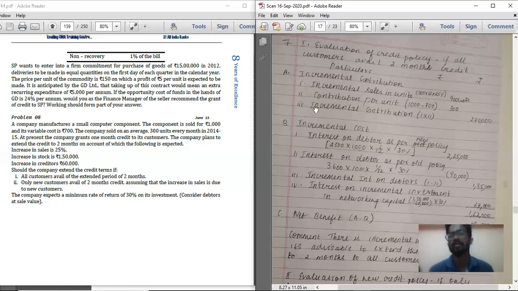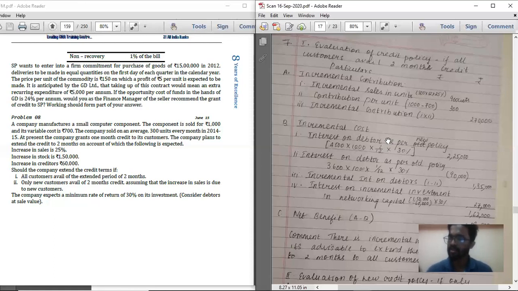Below that, small Roman number 2, contribution per unit. Open a bracket. What is the selling price? 1000. Minus what is the variable cost? 700. So within the bracket, 1000 minus 700. In the inner amount column put 300 rupees per unit. Contribution per unit is 300.